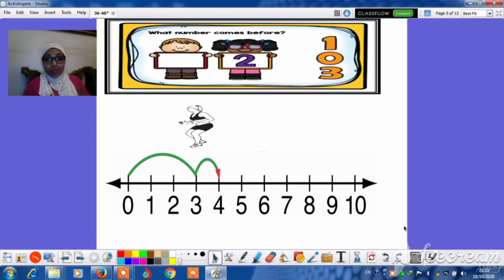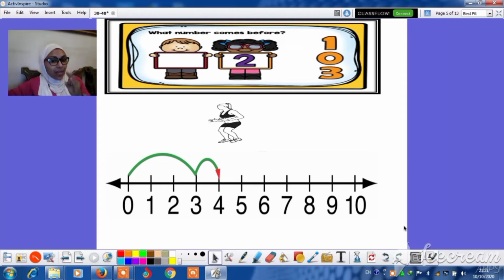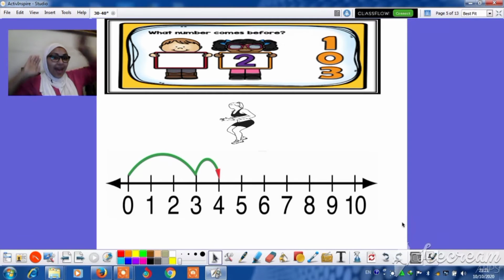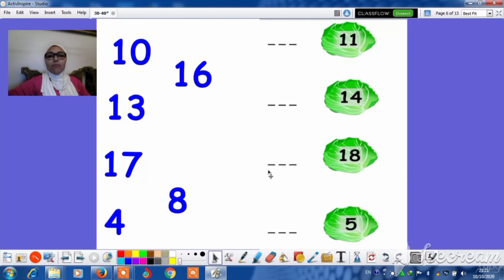And now let's learn about before. What do you mean by before? When we count backwards from a given number, we get the numbers before. Okay, where is the girl here? She's on number four. Which numbers will you get when you count backwards? 3, 2, 1, and 0. Don't forget that. Backwards.